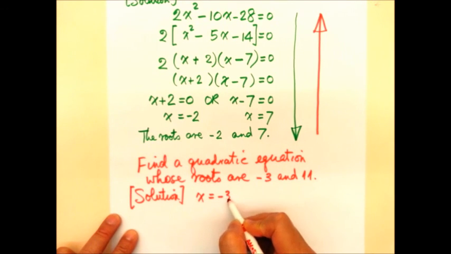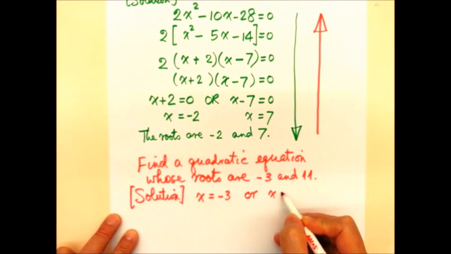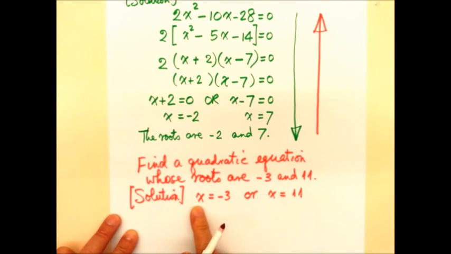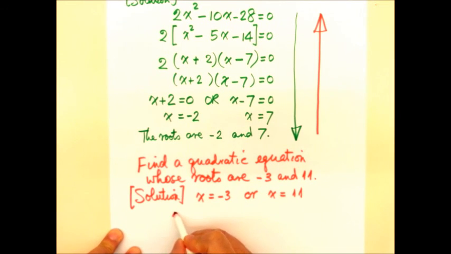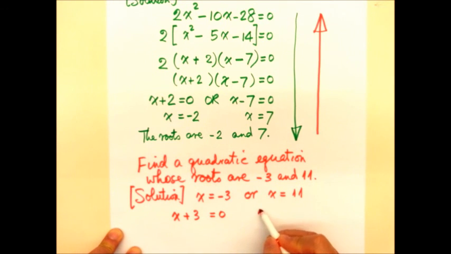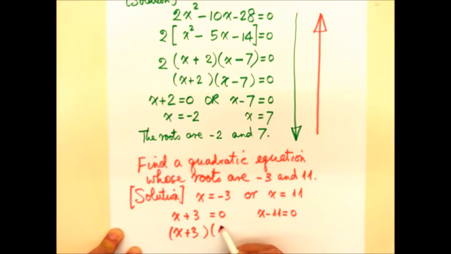X equal to minus 3 or x equal to 11 and move the terms. We want to resume the bracket. Do you agree? Yes. X minus 11 equal to 0. This one equal to 0 or this one equal to 0. So when I multiply both of them together, it is also equal to 0, right? And now we want to expand it.